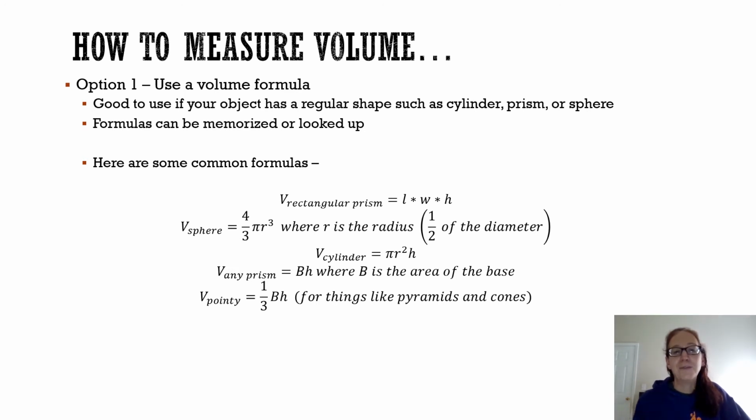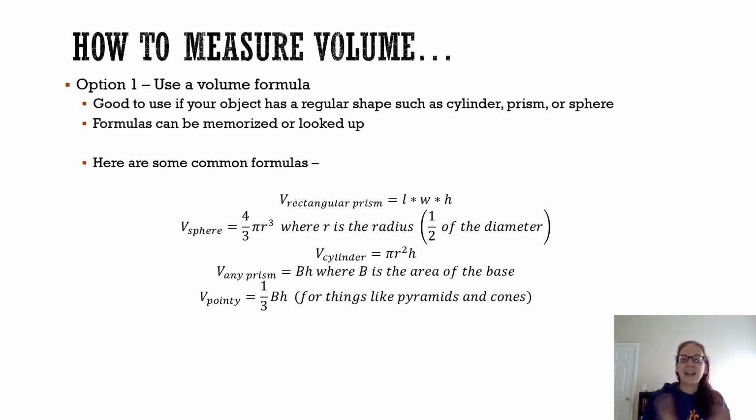Now we get into some Miss Taylor notation here. We have volume sub pointy. Volume of pointy things is 1/3 the big capital B, which is the area of the base, times the height. You think, well, what is she going for? Volume of the pointy things. That would be something like a pyramid or a cone, something that comes to a point.